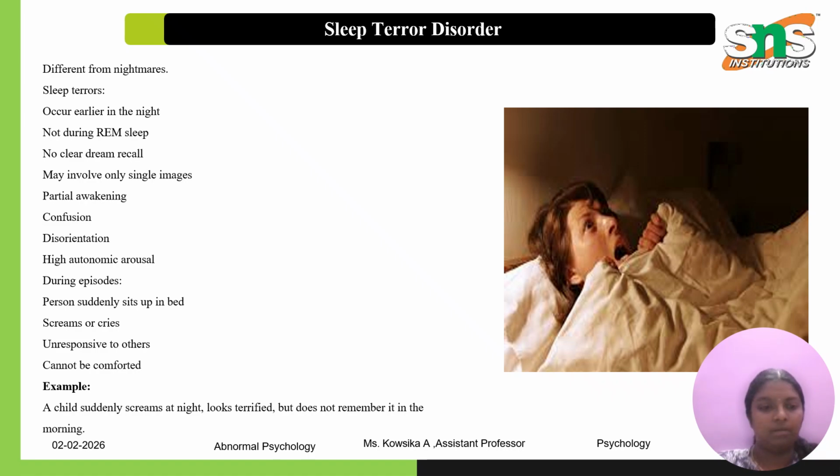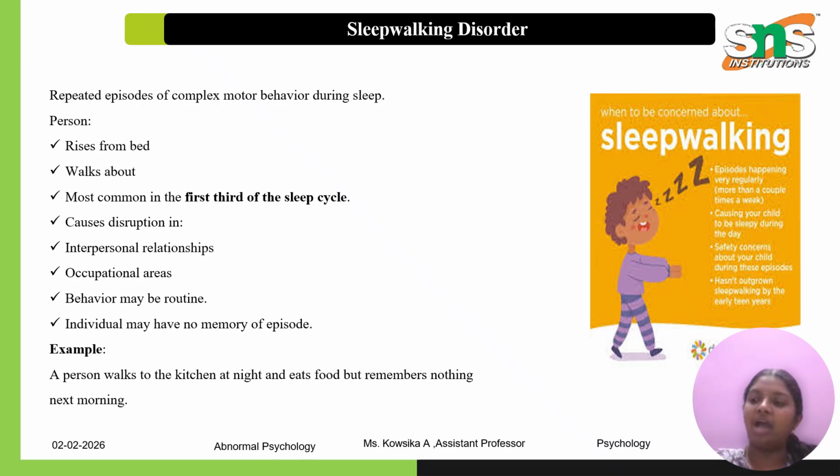The next is sleepwalking disorder. This is common, with repeated episodes of complex motor behavior during sleep. The person rises from the bed and walks about, mostly in the first third of the sleep cycle. What disruptions will it cause in an individual? Interpersonal relationships and occupational areas. Behavior may be routine: if they start walking in their sleep, they will do it regularly. The individual may have no memory of the episode; when they wake up, they don't recall that they walked during sleep.